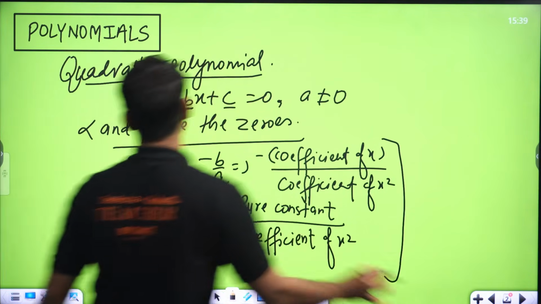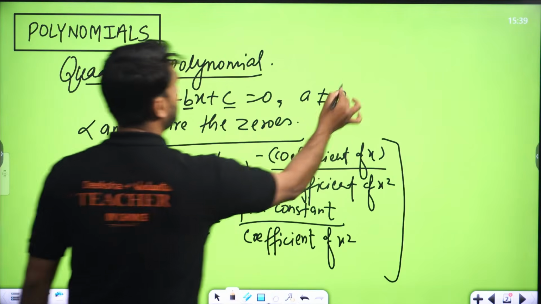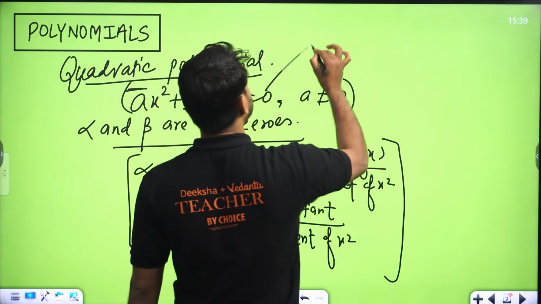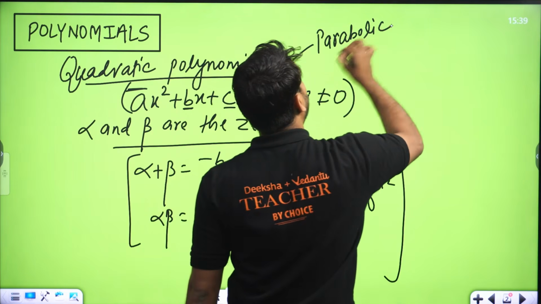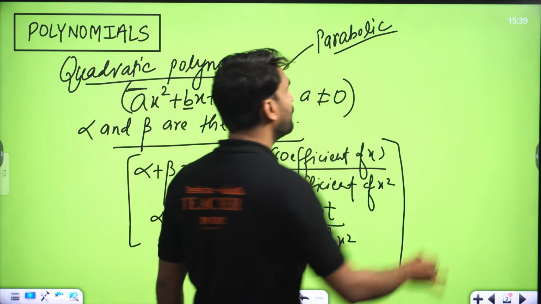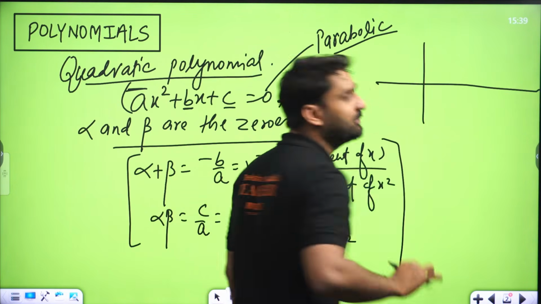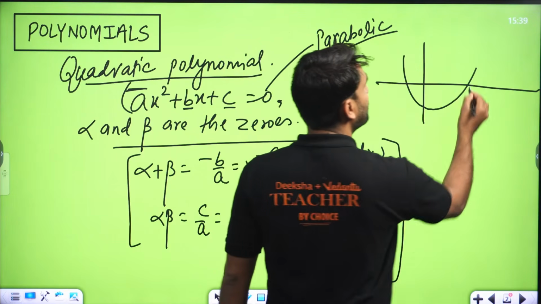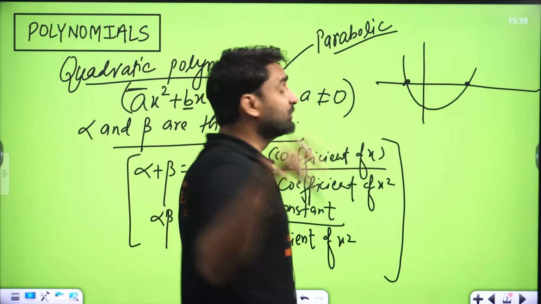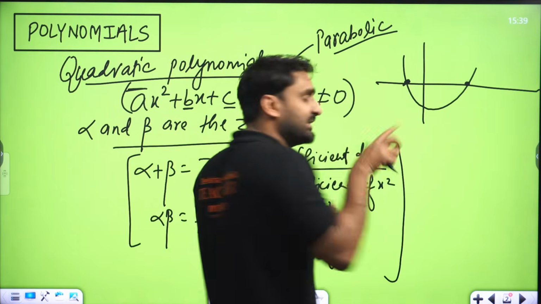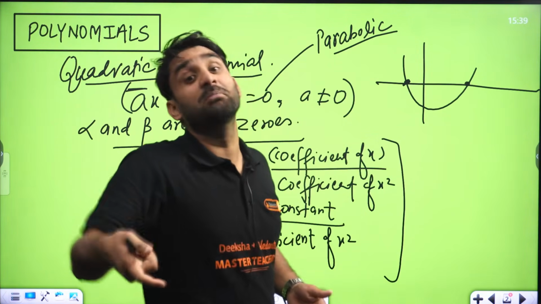And one very important thing: the quadratic polynomial is parabolic in nature. Please keep this in mind. Parabolic in nature means if you draw the graph of any quadratic polynomial, like I'm drawing this graph, the curve will intersect the x-axis at 2 points. These are the two zeros; the points of intersection decide the number of zeros.